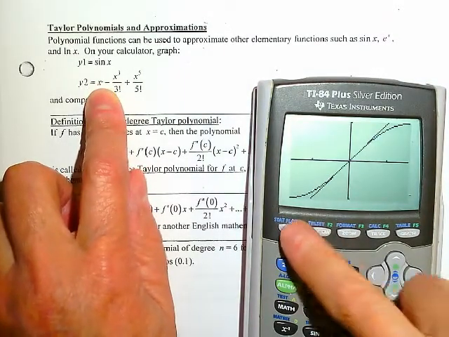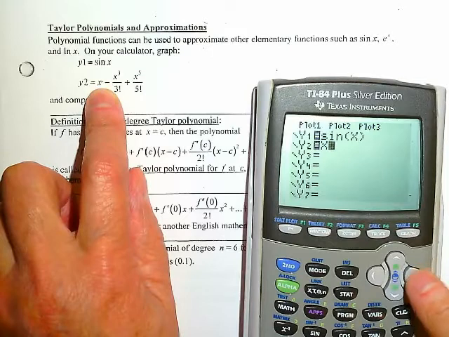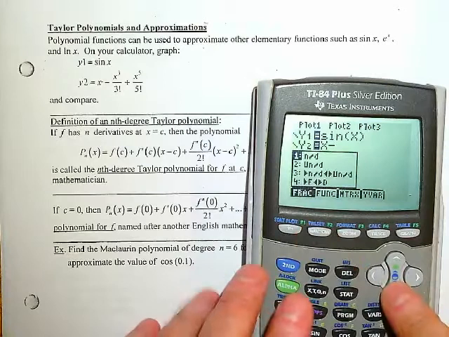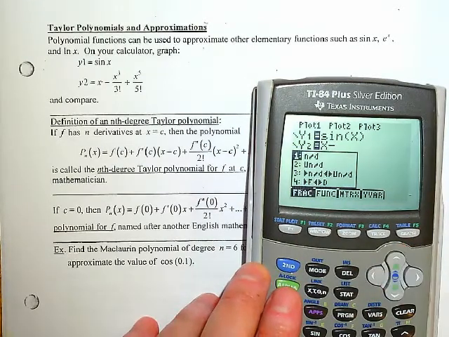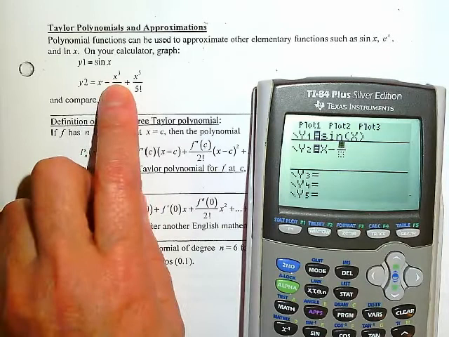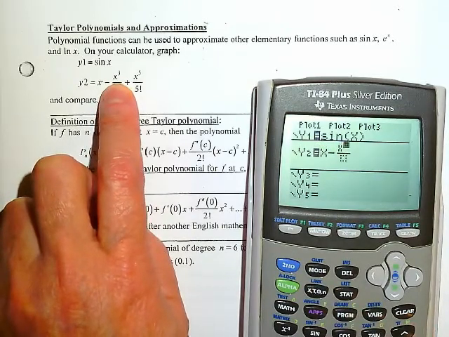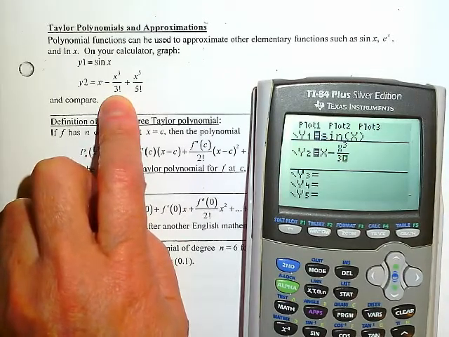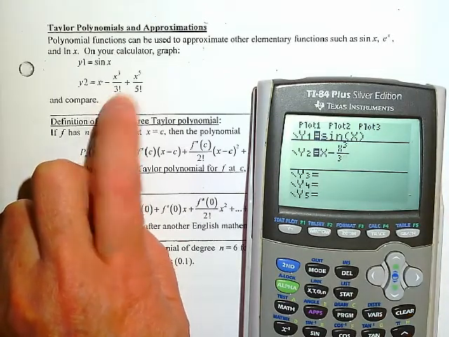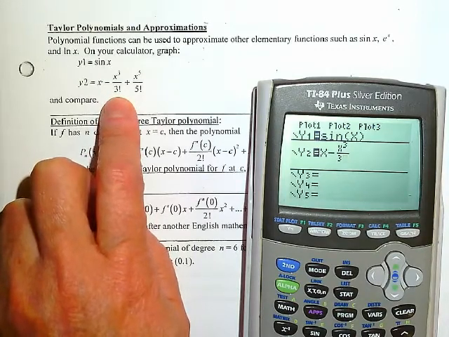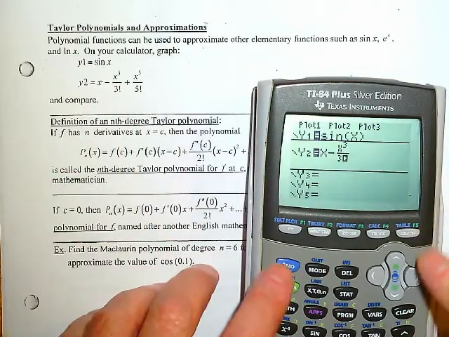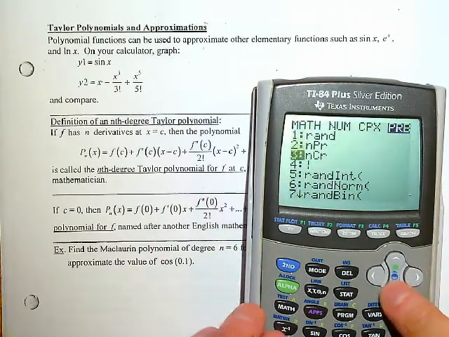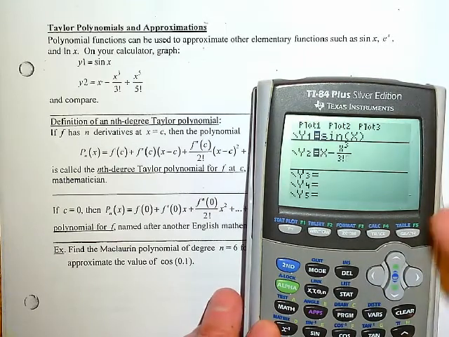So now I'm going to go back to y equals, and I'm going to increase a term here and say minus green y equals x to the third over 3 factorial. And remember, 3 factorial means 3 times 2 times 1, right? We need to understand and be good with factorial. It is in your calculator, so that's a probability problem. So math, probability, factorial. Okay, I'm just going to graph that.